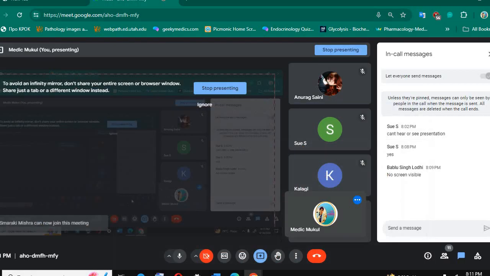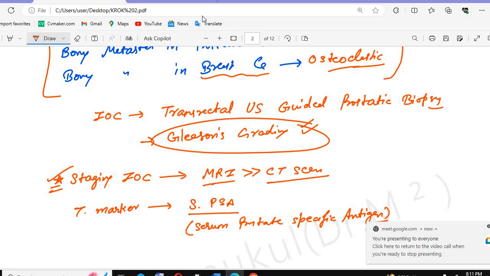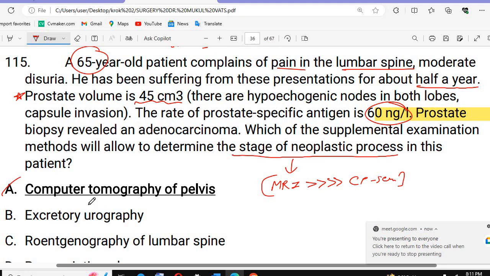After that, here we have the CT, computed tomography, as we can see, 60 nanograms, and they ask you the stage of the neoplastic process. For the stage of the neoplastic process we know it is MRI, but MRI is not in the options. That's why we will choose the CT.